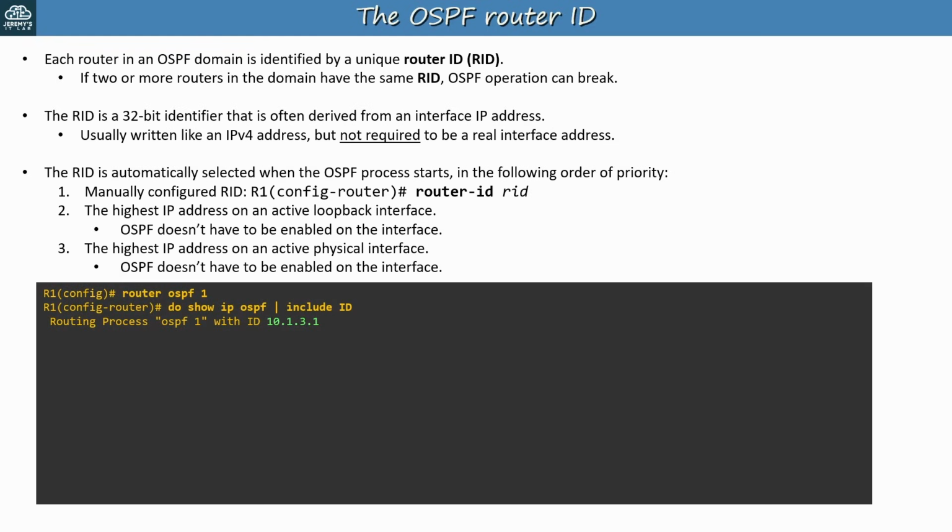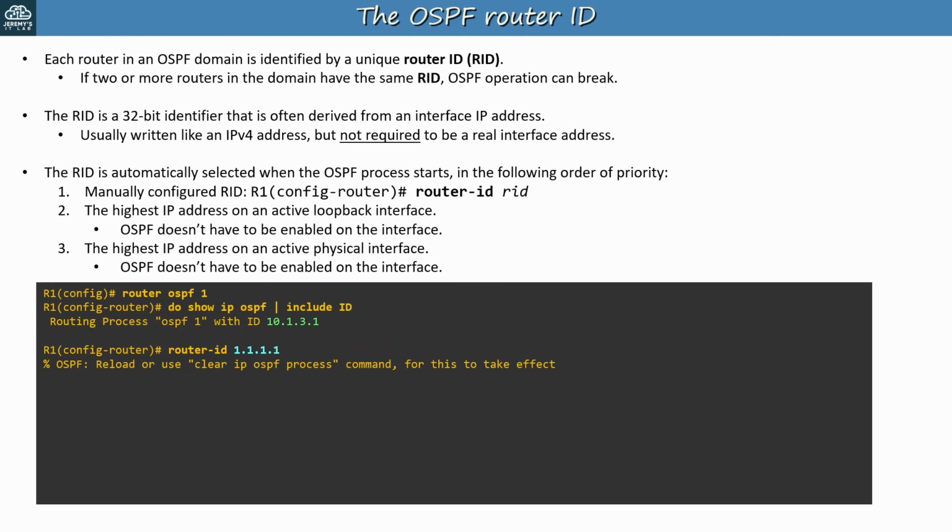Now let's see how this works. On R1, I checked its current RID with show ip ospf. There are a few different commands you can use to view the RID. Show ip ospf is just one of them. R1 doesn't have a loopback interface, so 10.1.3.1, its highest IP address on a physical interface, was selected. To change it, I configured router-id 1.1.1.1.